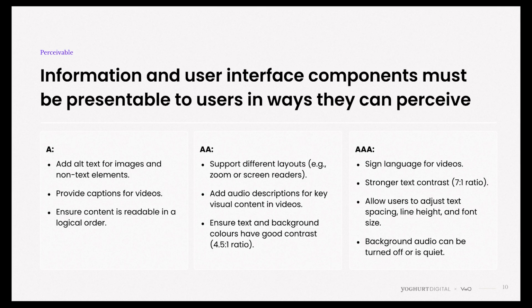And from a single A perspective, this involves things like adding alt text, video captions, and having readable content, pretty basic stuff. When we move to double A, we start looking at how other devices like screen readers are supported, and also contrast ratio for text for readability. And then AAA, which is the strongest of the lot, starts integrating with your content as it allows users to adjust and fit what they're reading to their device preferences as well.